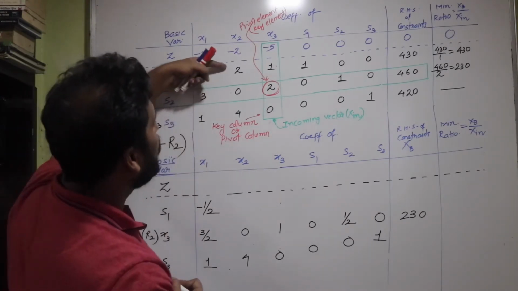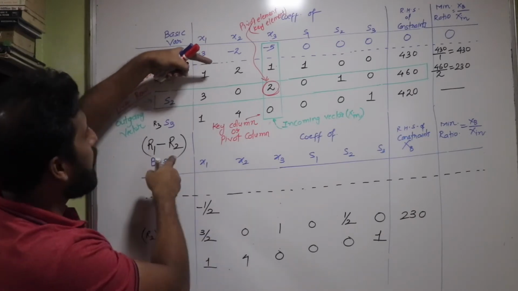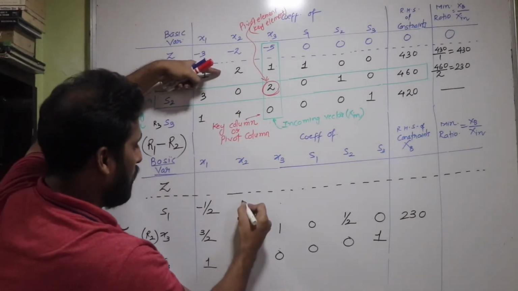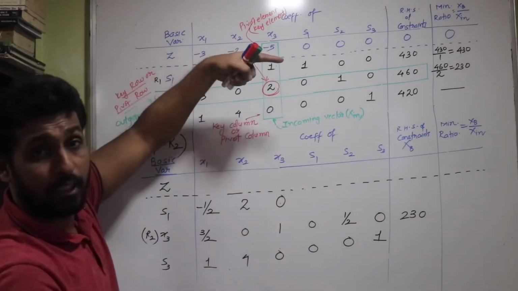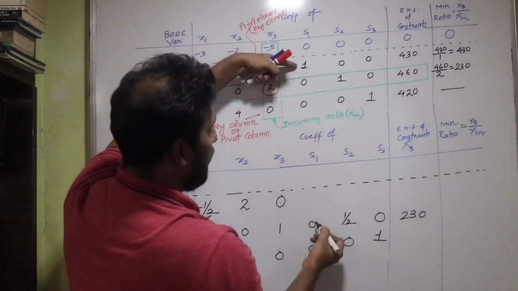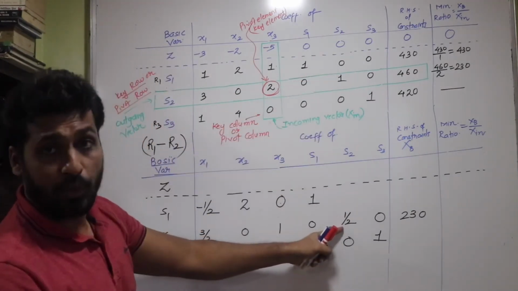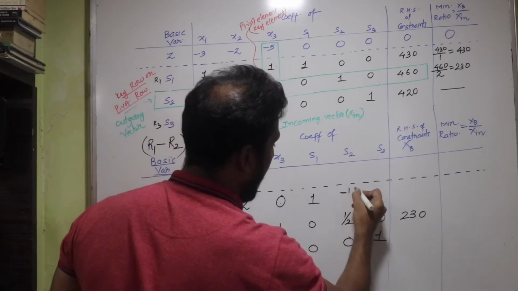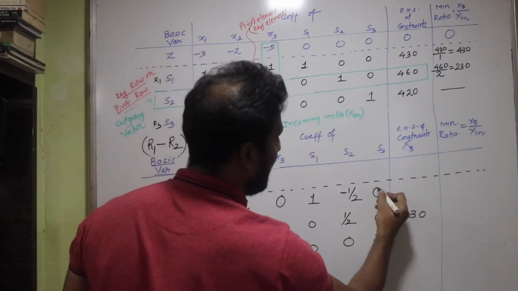Then there is 2 over here and then there is 0 over here. I'm going to do R1 minus R2. So 2 minus 0, I get 2. Then 1 minus 1, I get 0, isn't it? Then 1 minus 0, I'll get 1 here. Then 0 minus 1 by 2, I'll get minus 1 by 2. And then 0 minus 0, I still get 0.